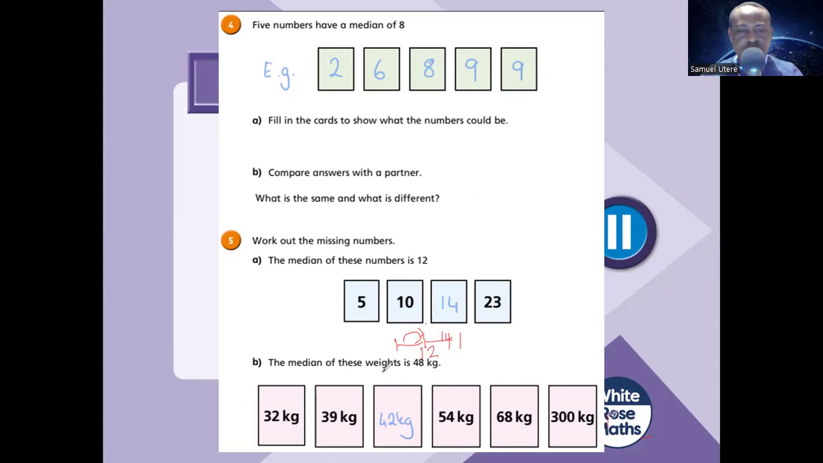Here, the median of this set is 48. You're asked to work out the missing number. Of course, we can use the same technique we used here.